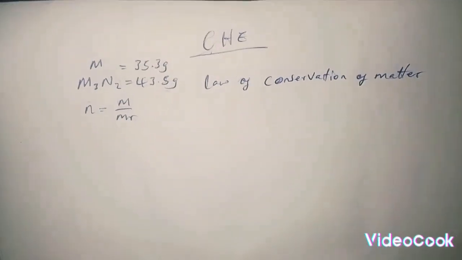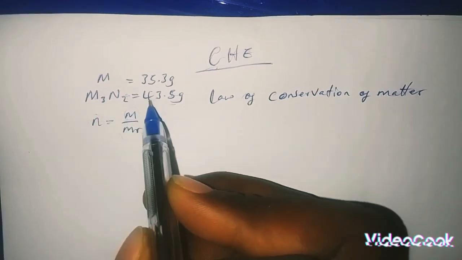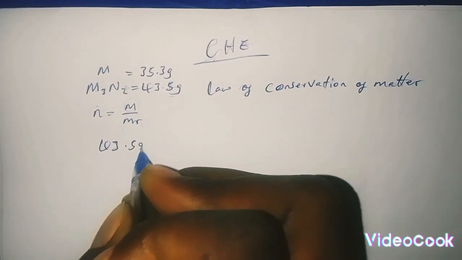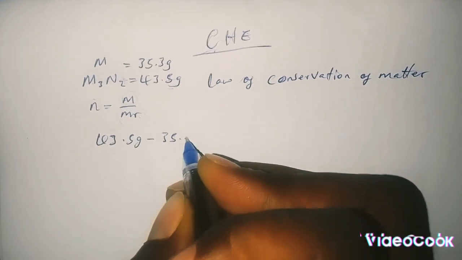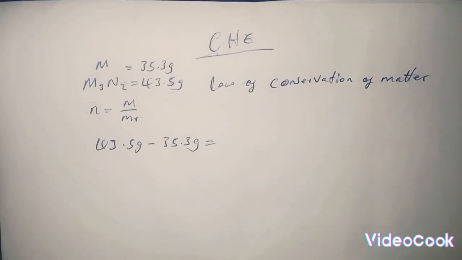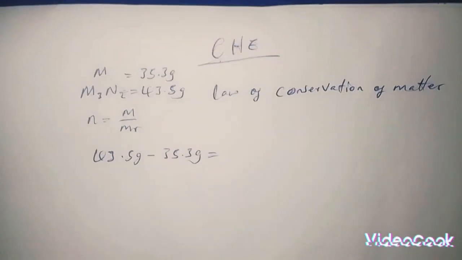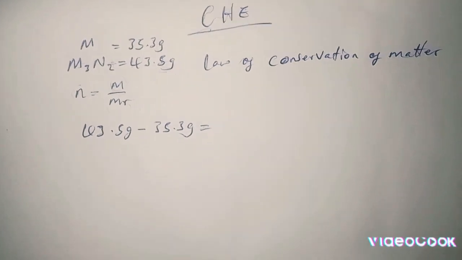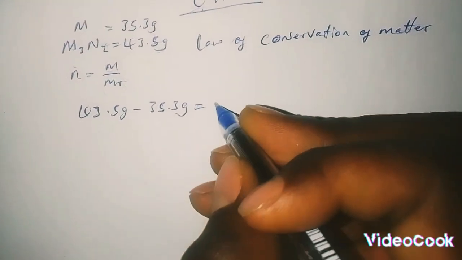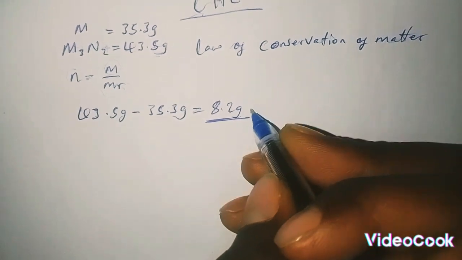Okay, now what are we going to do? Simple. Since the total mass of these two elements is 43.5, we will say 43.5 grams minus 35.3 grams, which is giving us, let me just do the calculations, 8.2 grams. 8.2 grams. So this is the mass of what?